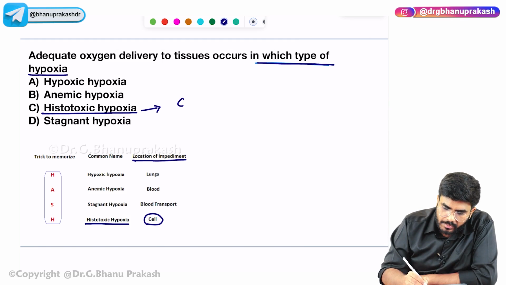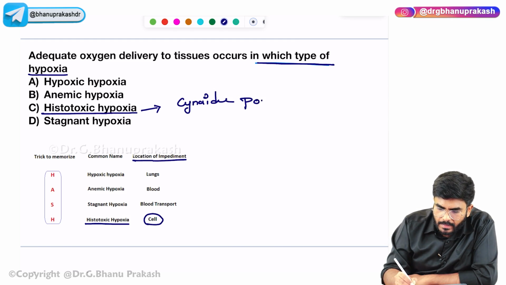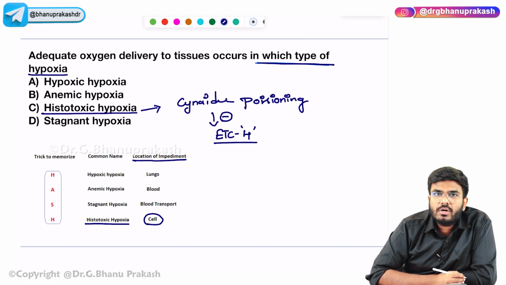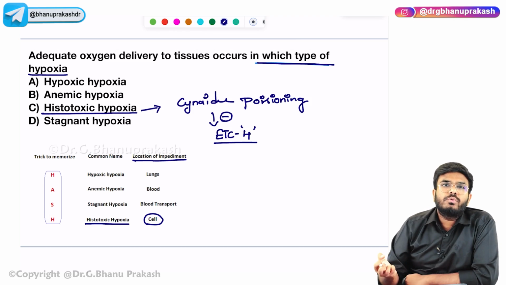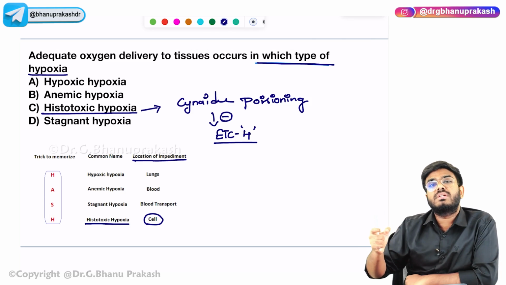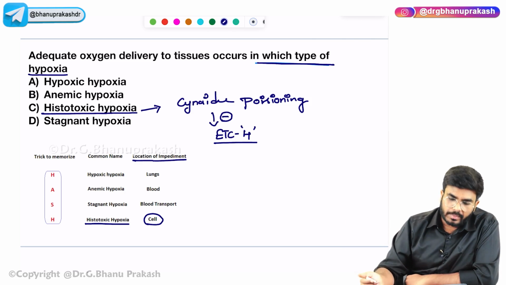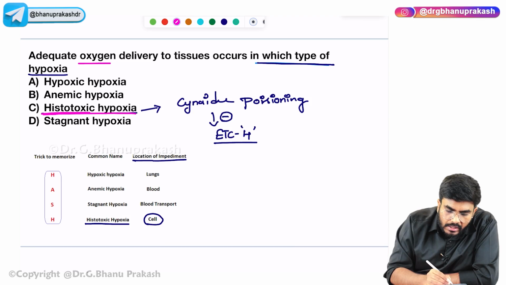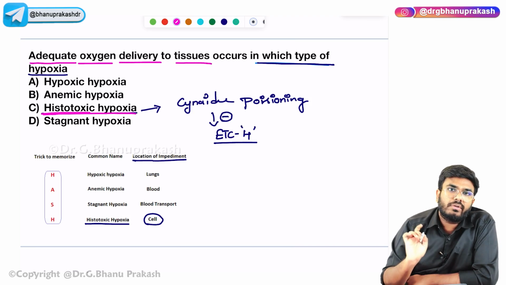What is that? Histotoxic hypoxia is due to cyanide poisoning. Cyanide inhibits electron transport chain complex number 4, cytochrome C oxidase. The cell is unable to use the oxygen, but oxygen is properly delivered to the tissues. Cells by themselves are unable to use the oxygen for the production of ATP. So in histotoxic hypoxia, the problem is at the level of the cell. Adequate oxygen is being delivered to the tissues, there is no doubt.